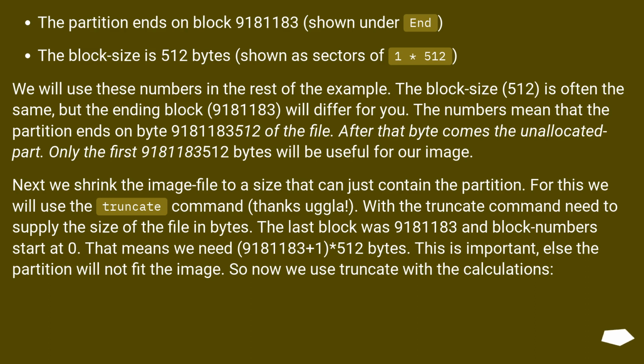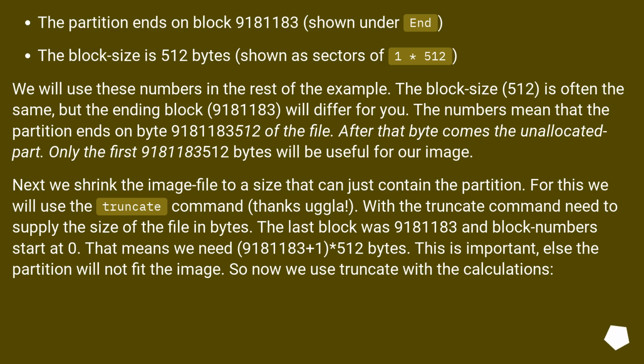The block size, 512, is often the same, but the ending block, 9,181,183, will differ for you. The numbers mean that the partition ends on byte 9,181,183 times 512 of the file. After that byte comes the unallocated part. Only the first 9,181,183 times 512 bytes will be useful for our image. Next we shrink the image file to a size that can just contain the partition. For this we will use the truncate command.